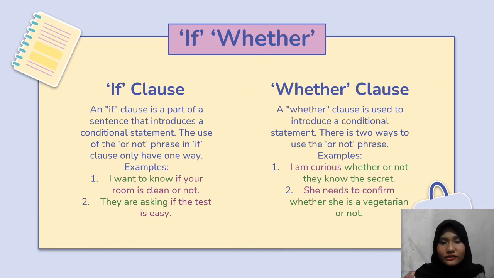Now the whether clause. A whether clause is used to introduce a conditional statement. There are two ways to use the or not phrase in this clause. The first example is: I am curious whether or not they know the secret. The or not phrase can be placed after the word whether. In the second example, we have: she needs to confirm whether she is a vegetarian or not. So the second way the or not phrase can be put reads as whether she is a vegetarian or not.